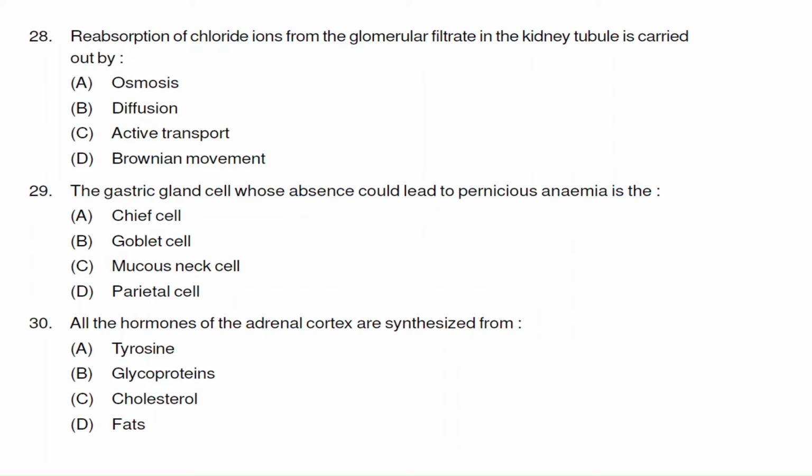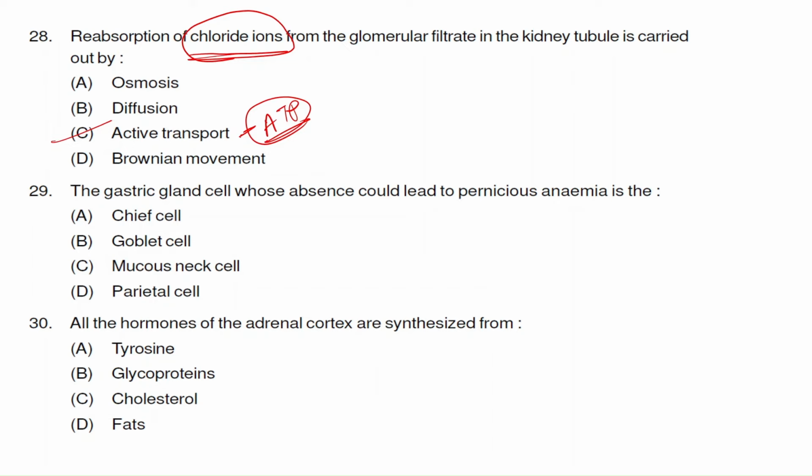Question number 28. Reabsorption of chloride ions from glomerular filtrate in the kidney tubules is carried out by. Always remember, when it is about the transport of ions, it is done by active transport, that is with the expenditure of energy in the form of ATP. Okay, so answer will be C.